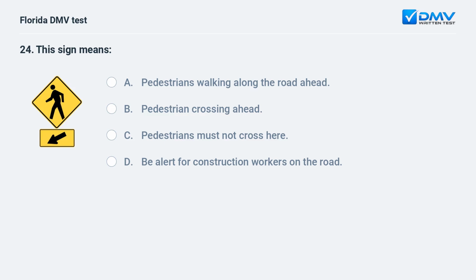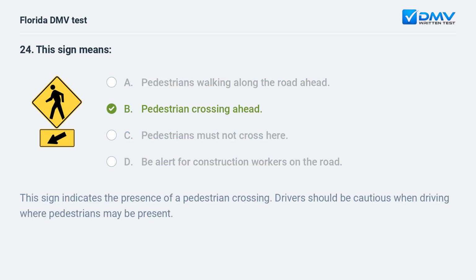This sign means A. Pedestrians walking along the road ahead. B. Pedestrian crossing ahead. C. Pedestrians must not cross here. D. Be alert for construction workers on the road. B. Pedestrian crossing ahead. This sign indicates the presence of a pedestrian crossing. Drivers should be cautious when driving where pedestrians may be present.